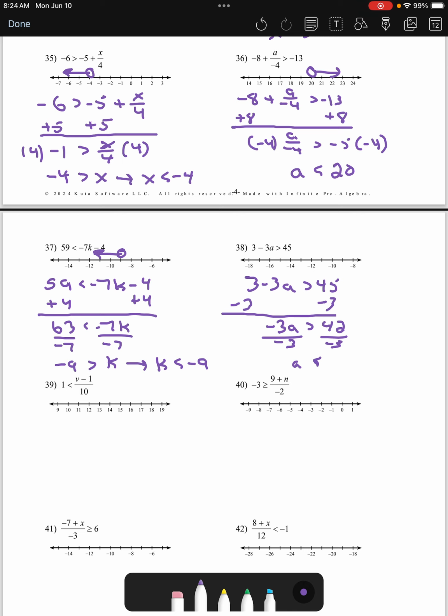Because we're dividing by a negative number, we're going to flip the inequality symbol to a less than. And 42 divided by negative 3 is negative 14, which is on a number line. That's good. An empty circle at negative 14 and an arrow to the left.